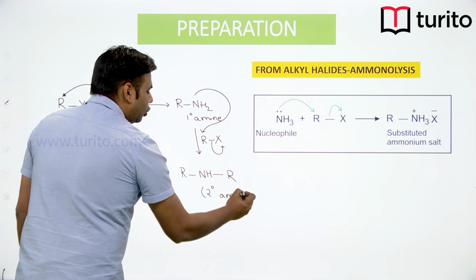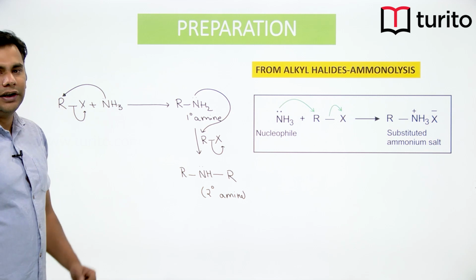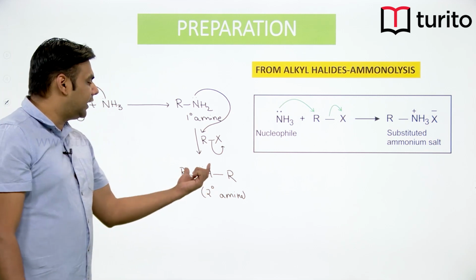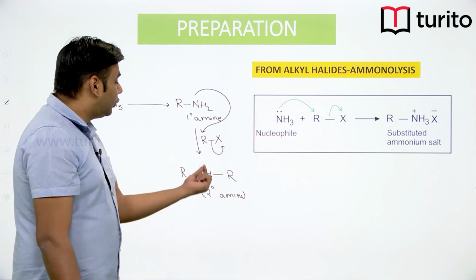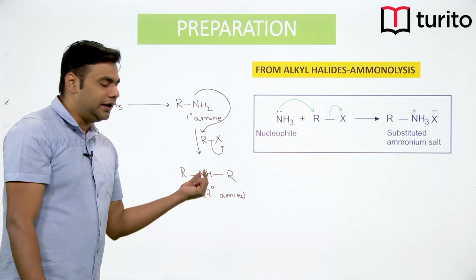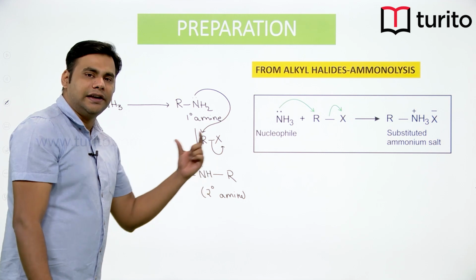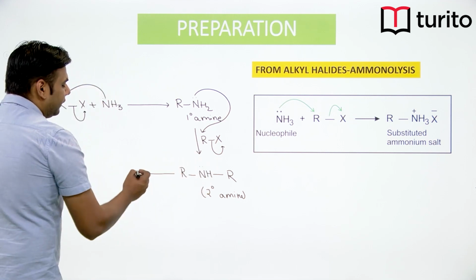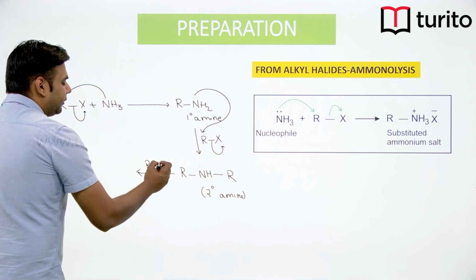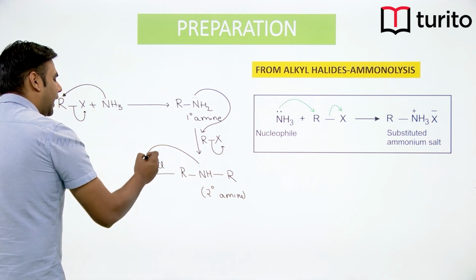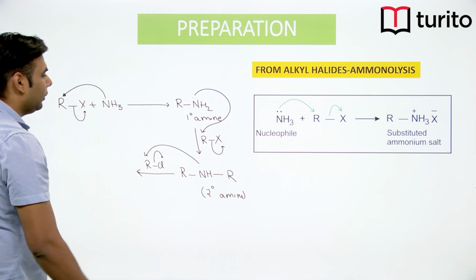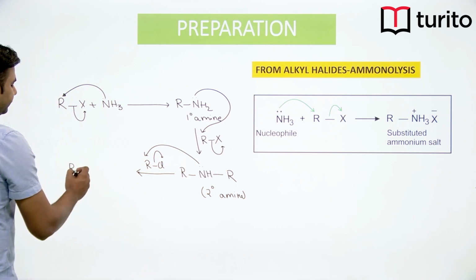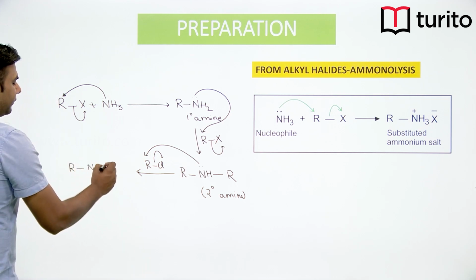Now once two alkyl groups are attached to nitrogen, because of their inductive effect, the electron density on the nitrogen further increases. Because of this increase in electron density, its nucleophilic character again increases. So any RCl which is left in the reaction mixture, it would attack on the alkyl chloride, and we would form a 3 degree amine.